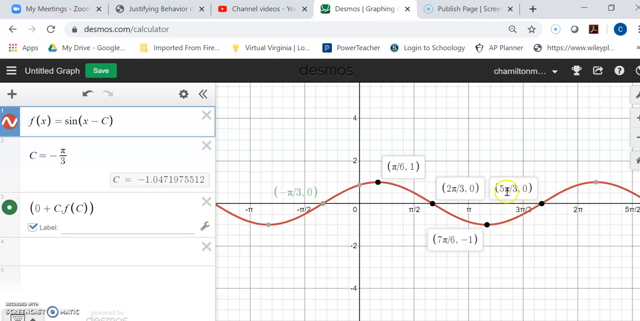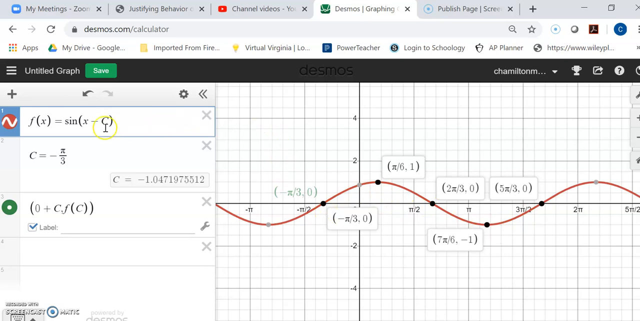Now, if you were to take 5 pi over 3 and subtract negative pi over 3 to find the distance between, you would get that same period of 2 pi. So the idea that we really just need to figure out these 5 key points is going to be the important part, so then we can simply add this in.